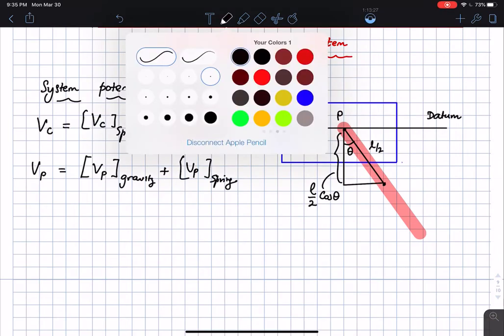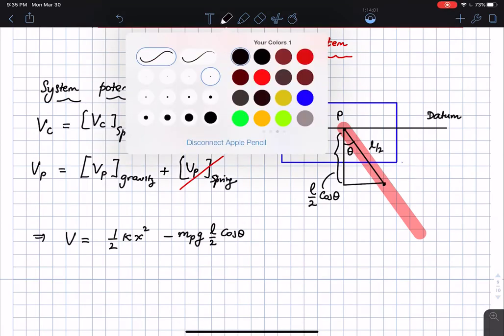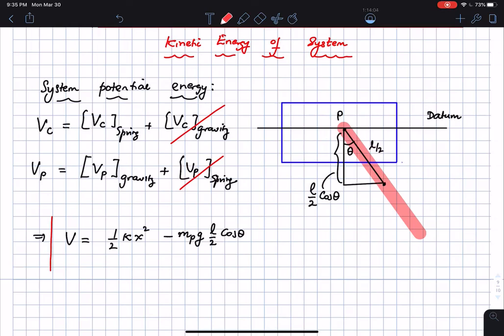Of course, I don't have any springs which are attached on the pendulum, so that term is also going to cancel off, which means that my total potential energy V is going to be V due to the spring, so that's half K times X square. K is the stiffness of the spring, right? And then I'm going to have minus mg L by 2 cos theta, but I got to be careful, this is not just m, this is m of the pendulum. Okay, so this is m suffix p. Alright, so this is the total potential energy of the entire system.